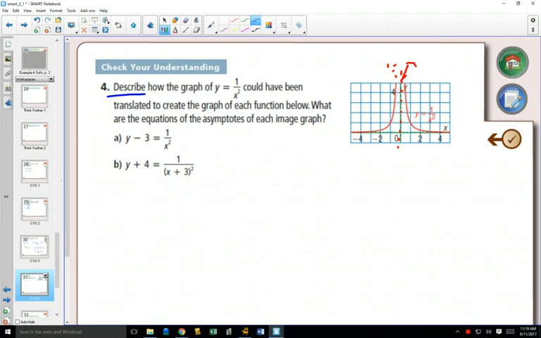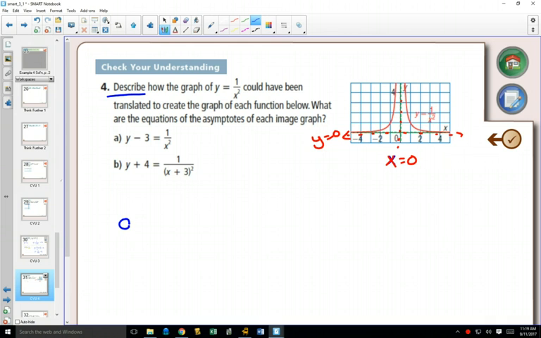And here we have to describe how the original graph could be translated for each of these ones. And then they want you to talk about these two asymptotes. If I label them, I'll label them in red. We've got the equation x equals 0 and the equation y equals 0. What happens to those asymptotes when you do these translations?